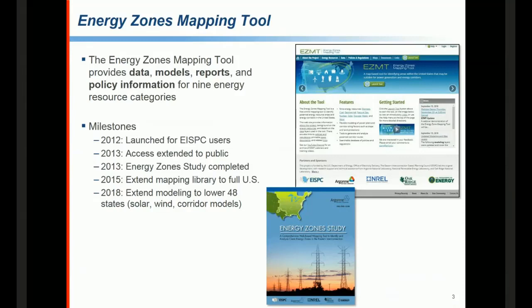The major milestones are that the project was first launched, or the site was first launched in 2012, and about a year later, access was extended to the public. The study with the title page showing there was completed in 2013, and that was the end of the main work that the 3 labs were collaborating on. At that time, the Office of Electricity Delivery began continuing to fund the maintenance and the updates of the tool, as well as some enhancements.